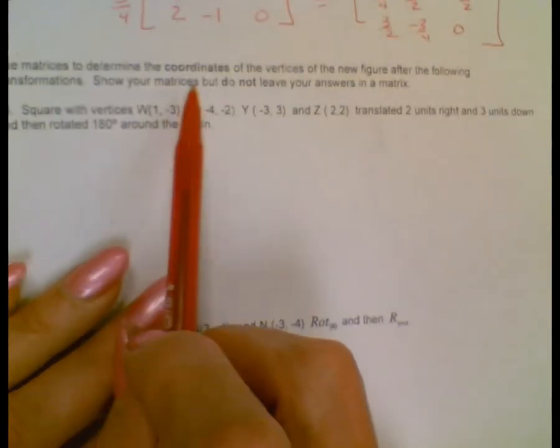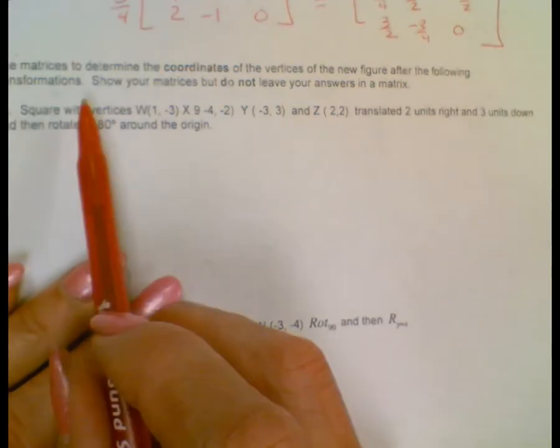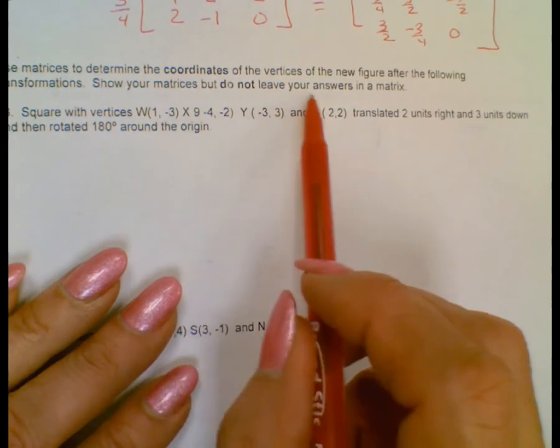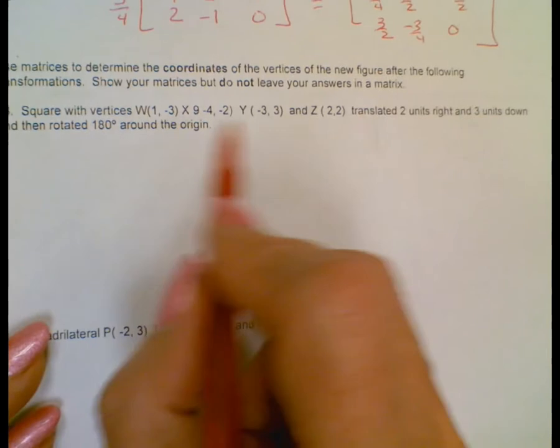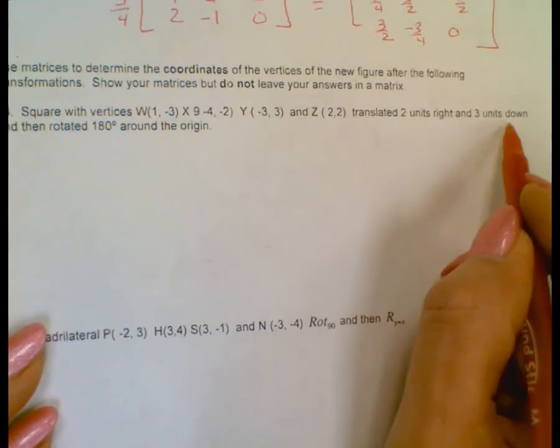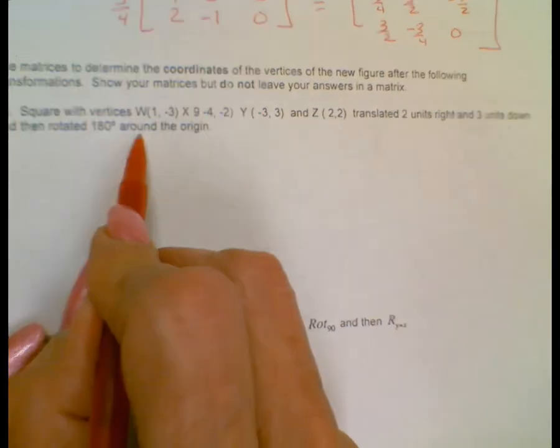Use the matrices to determine the coordinates of the vertices of the new figure after the following transformations. Show your matrices, but do not leave your answers in a matrix. So you have a square with vertices right here. You're going to translate 2 to the right, 3 down, and then you're going to rotate it 180 about the origin.